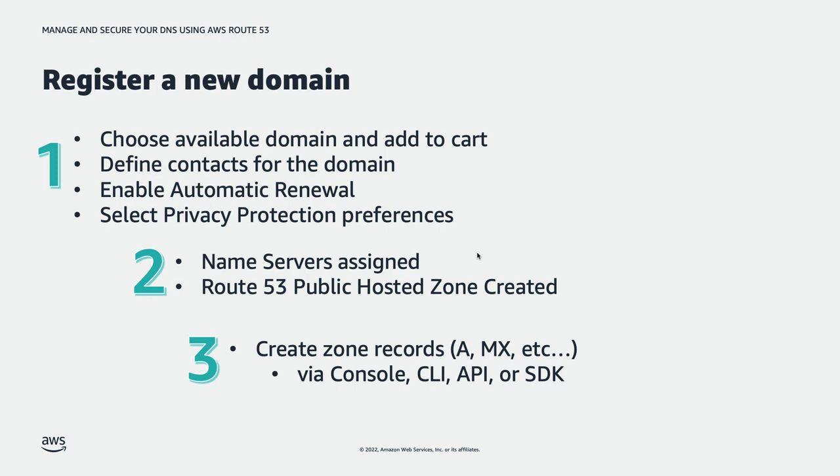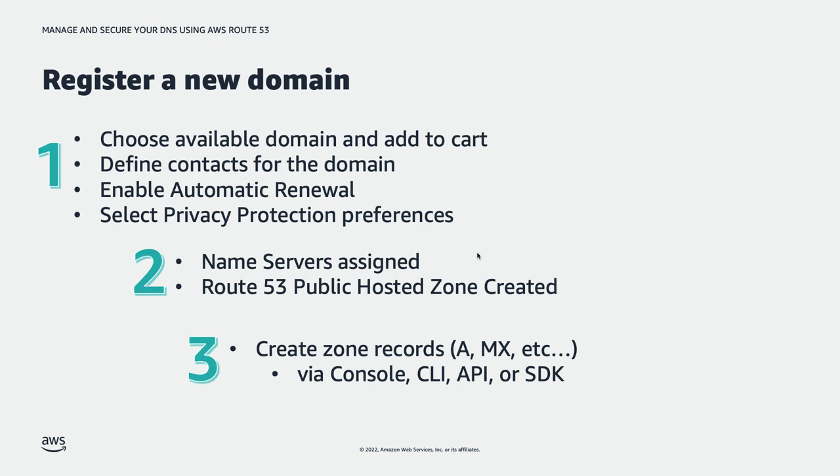When you register a new domain, it's usually a 3-step process. So first of all, you choose an available domain name, you add it to your cart, you define the contacts for the domain name. You either enable or disable automatic renewal. So usually a domain is registered for a 1-year period. What do you want to do after that 1 year? Do you want to renew it automatically, so extend it for another year? Or do you want to not do that and just let it expire? And then you finally select the privacy protection preferences, so whether you want to do that anonymization or not.